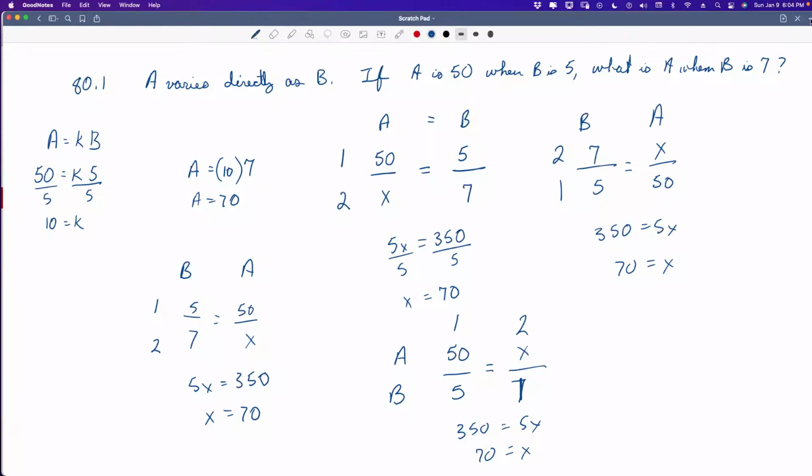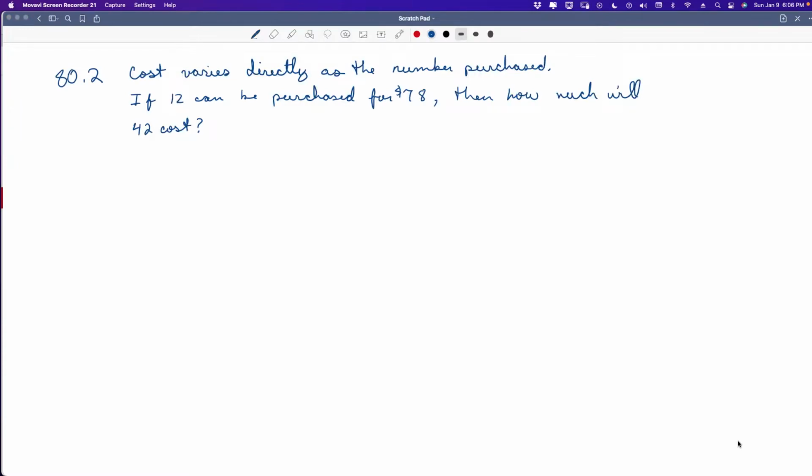Let me clear the page. All right, our second example problem says that cost varies directly as the number purchased. So if 12 can be purchased for 78, this is the first event. So we're going to put the first event on the first line. So 12 can be purchased for $78. Let me set up my proportion. Then how much will 42 cost?